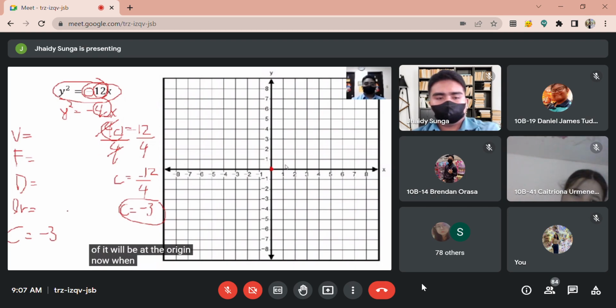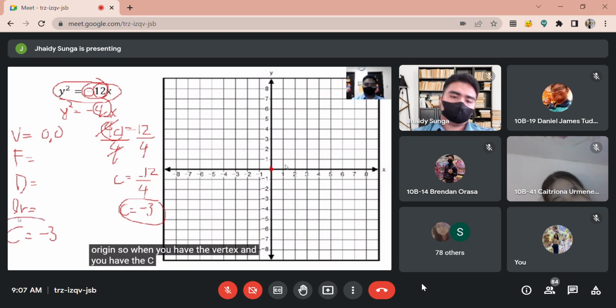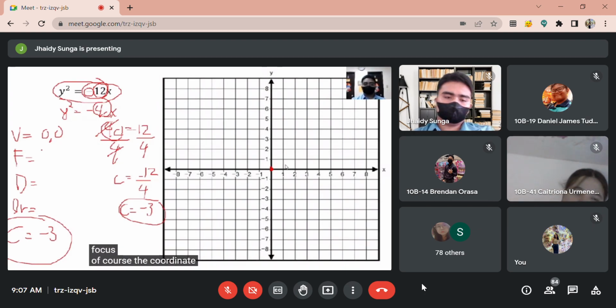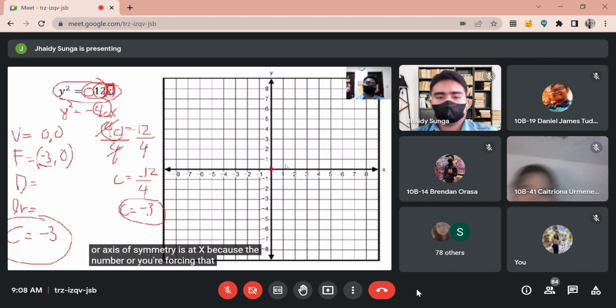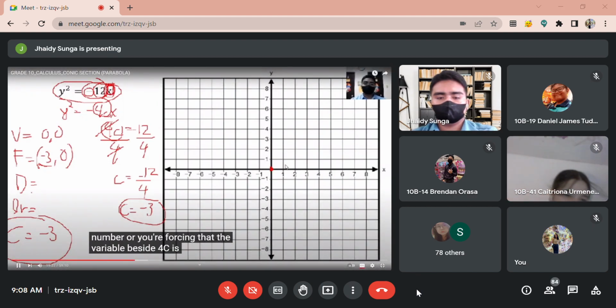Now, when you have the vertex, can you locate already the focus? Of course, the focus is at negative 3, 0. So why is it the x-intercept? Because the axis of symmetry is the x-axis, the variable beside 4c is x.